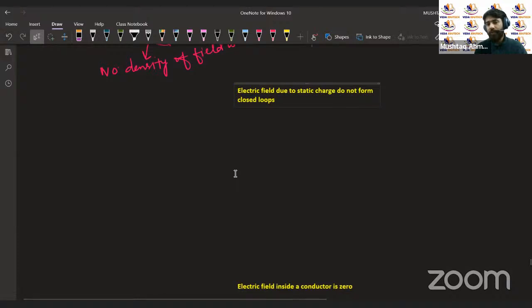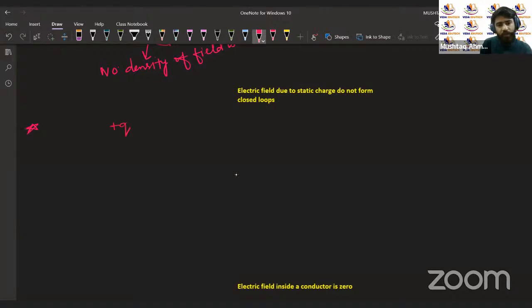Electric field lines due to static charge do not form closed loops. This is a very important property: if you have static charge, the electric field lines never form a closed loop. It means that, suppose we have a plus Q charge here, and these are the electric field lines due to this plus Q charge. They originate from this plus Q charge and are straight lines radially outwards.